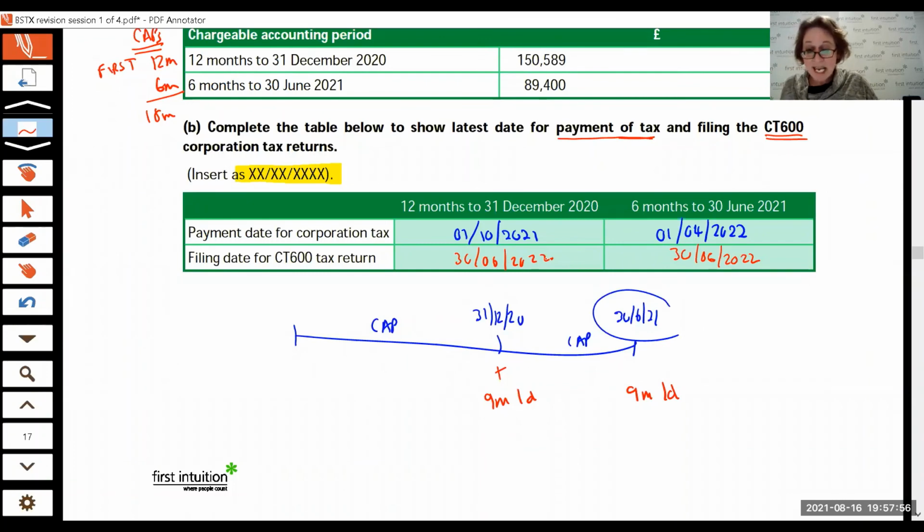So yeah, really interesting distinction there in terms of our payment dates, because the payment dates are 9 months and 1 day after each individual period, but our CT 600 is just the 12 months after the end of the final period end date. So do watch out for that. That's one that often trips us up. So both in 2022. So Jessica, yes, absolutely. And I think that's it for that task.